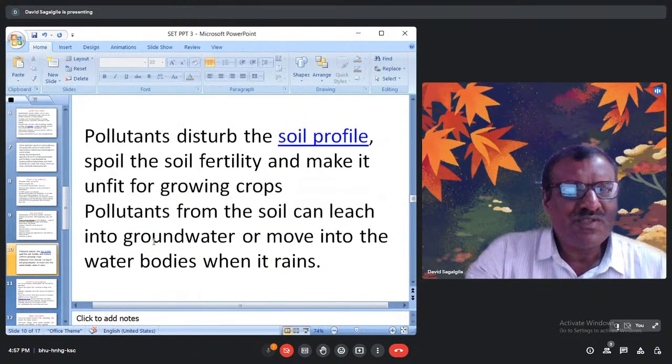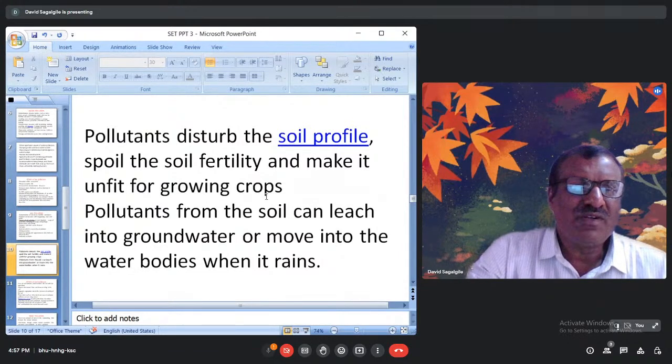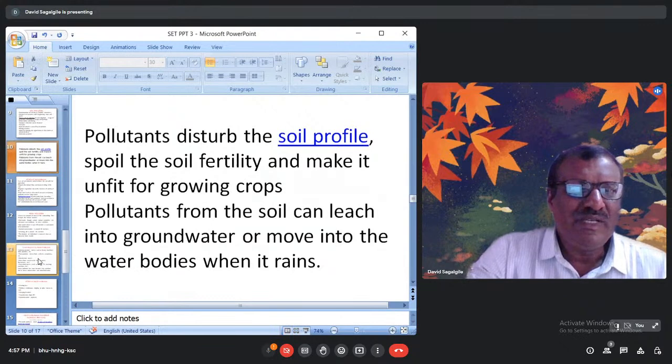Pollutants disturb the soil profile, spoil the soil fertility, and make it unfit for growing crops. So once the soil profile is lost or disturbed, the soil fertility is lost because of pollution, and then the farmers cannot grow any crop in this particular piece of land.